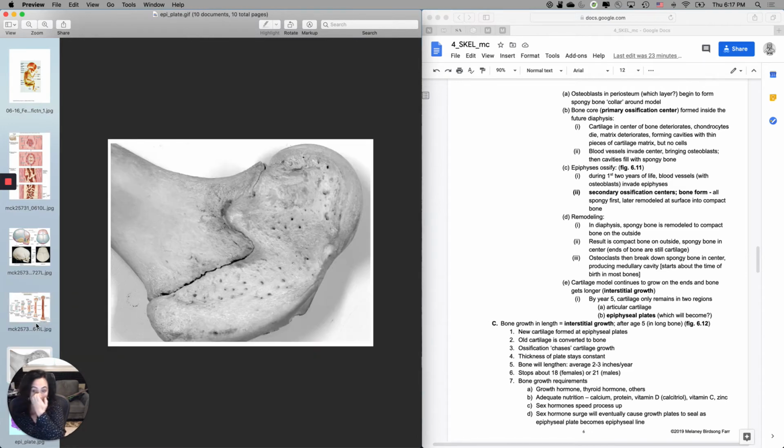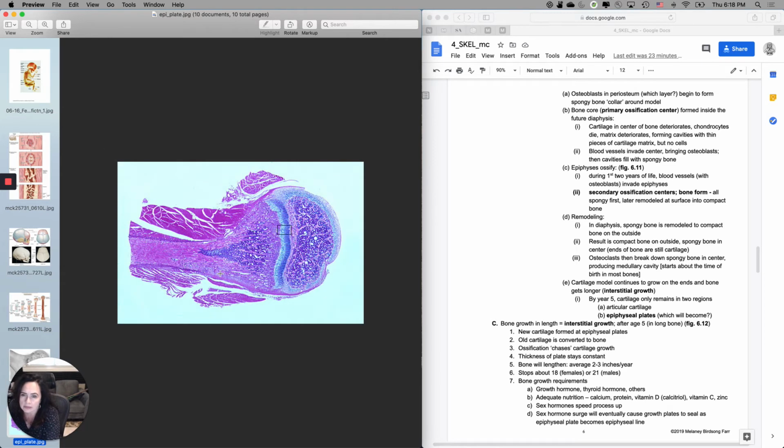When your epiphyseal plates are still open, if the bone is dried, the epiphysis will fall off from the diaphysis as the cartilage degenerates. And this is kind of what it looks like in a histological slide. So this is a subadult. This bone was not finished growing yet.